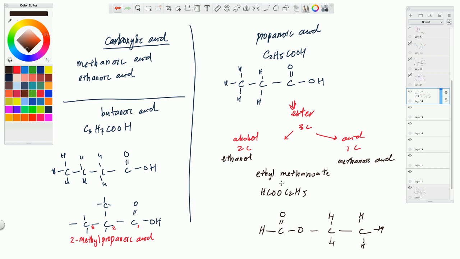You can change it to methyl ethanoate. You will have the same thing. Okay? So methyl ethanoate is CH3COO CH3. You count and see, you will have the same amount of carbons, hydrogens, oxygen.